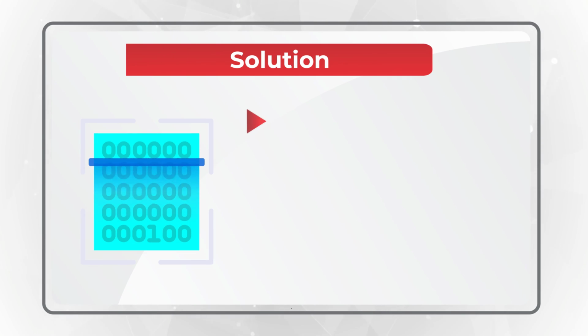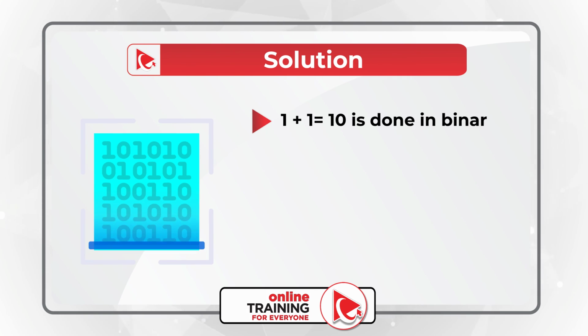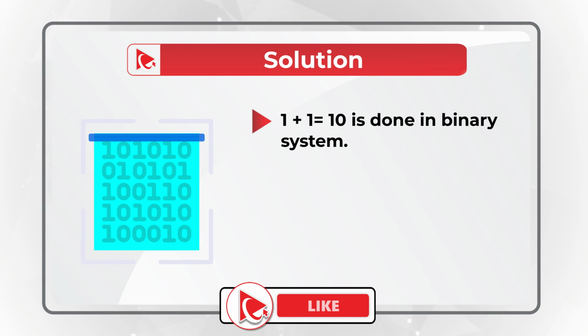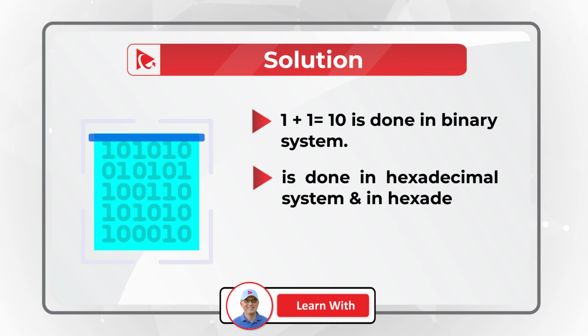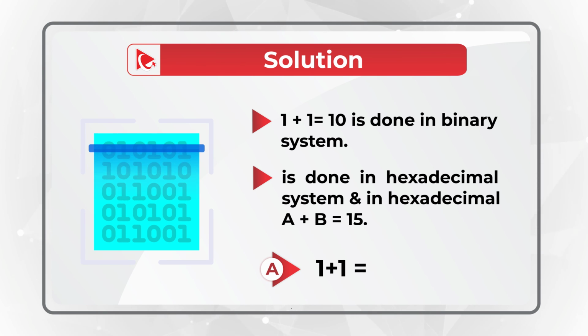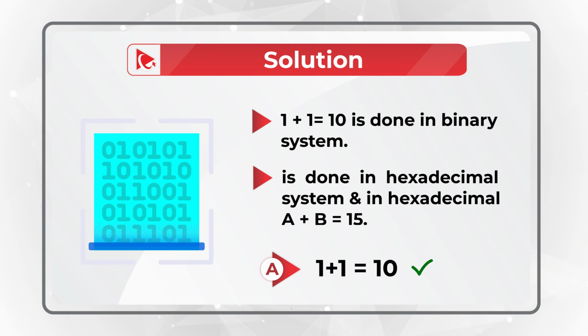As you might have guessed, the trick here is that the first expression is done in the binary system, and in binary system, 1 plus 1 equals 10. Second expression is done in the hexadecimal system, and in hexadecimal system, A plus B equals 15. So the correct answer here is choice A, 1 plus 1 equals 10.